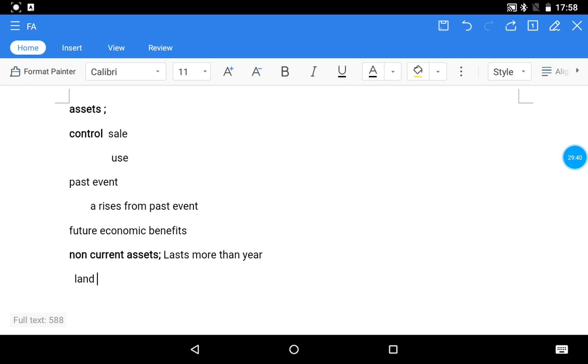If a business deals in buying and selling land, that one we don't consider. We don't put land under non-current assets; that land just goes to inventory. But here we are assuming that our business is dealing in other products. That's why we are bringing land under non-current assets. Then also we have motor vehicle.